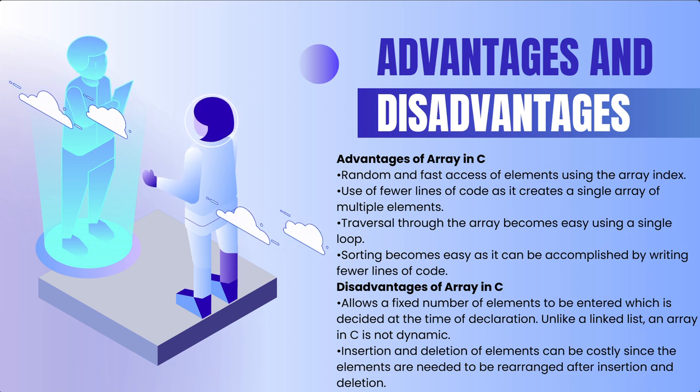Sorting is also easy because of the contiguous memory location, and it can be done with fewer lines of code. Disadvantages are quite important because the advantages we will be able to write on our own. Disadvantages we need to memorize. Coming to the disadvantages, an array allows a fixed number of elements to be entered, which is decided at the time of declaration. Unlike a linked list, an array is not dynamic. That is what I explained to you.